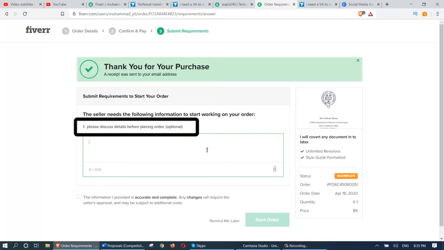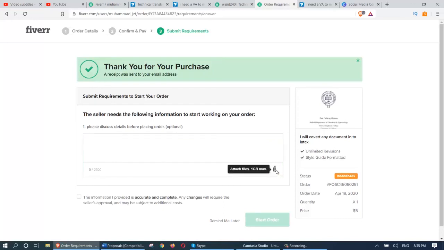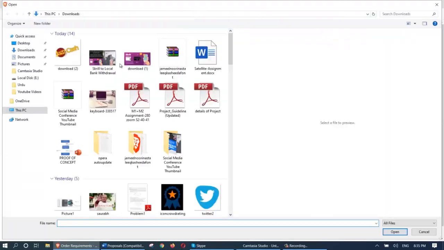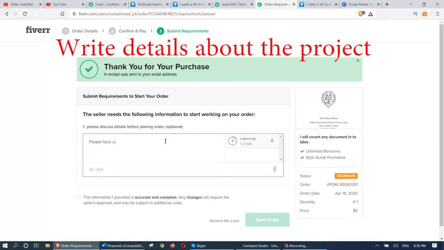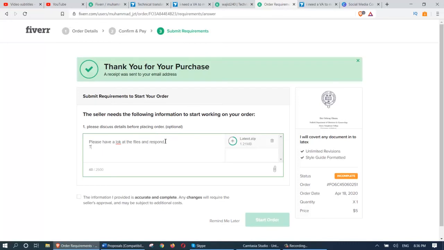So all I need to do is just put in the zip file, which is my concern. So this is the file which I need. Please have a look at the files and respond. Thank you. Okay, it's done now.